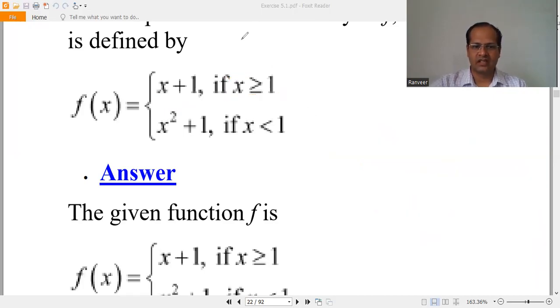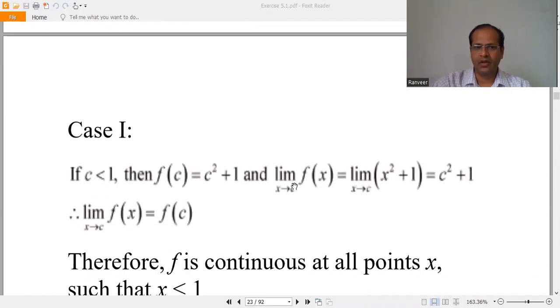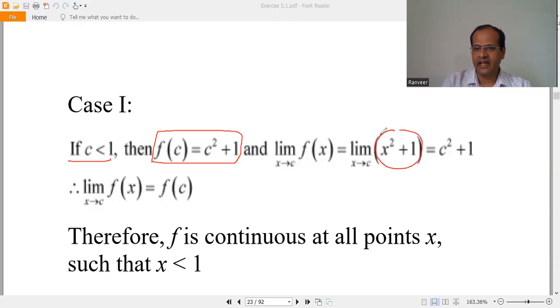So you can see the given function f is defined at all the points of the real line. Let c be a point on the real line. In the first case we check c less than 1, so the function definition is c square plus 1, and limit x tending to c, the function definition is x square plus 1, directly we write c square plus 1. So the values are equal, so f is continuous for all points x less than 1.